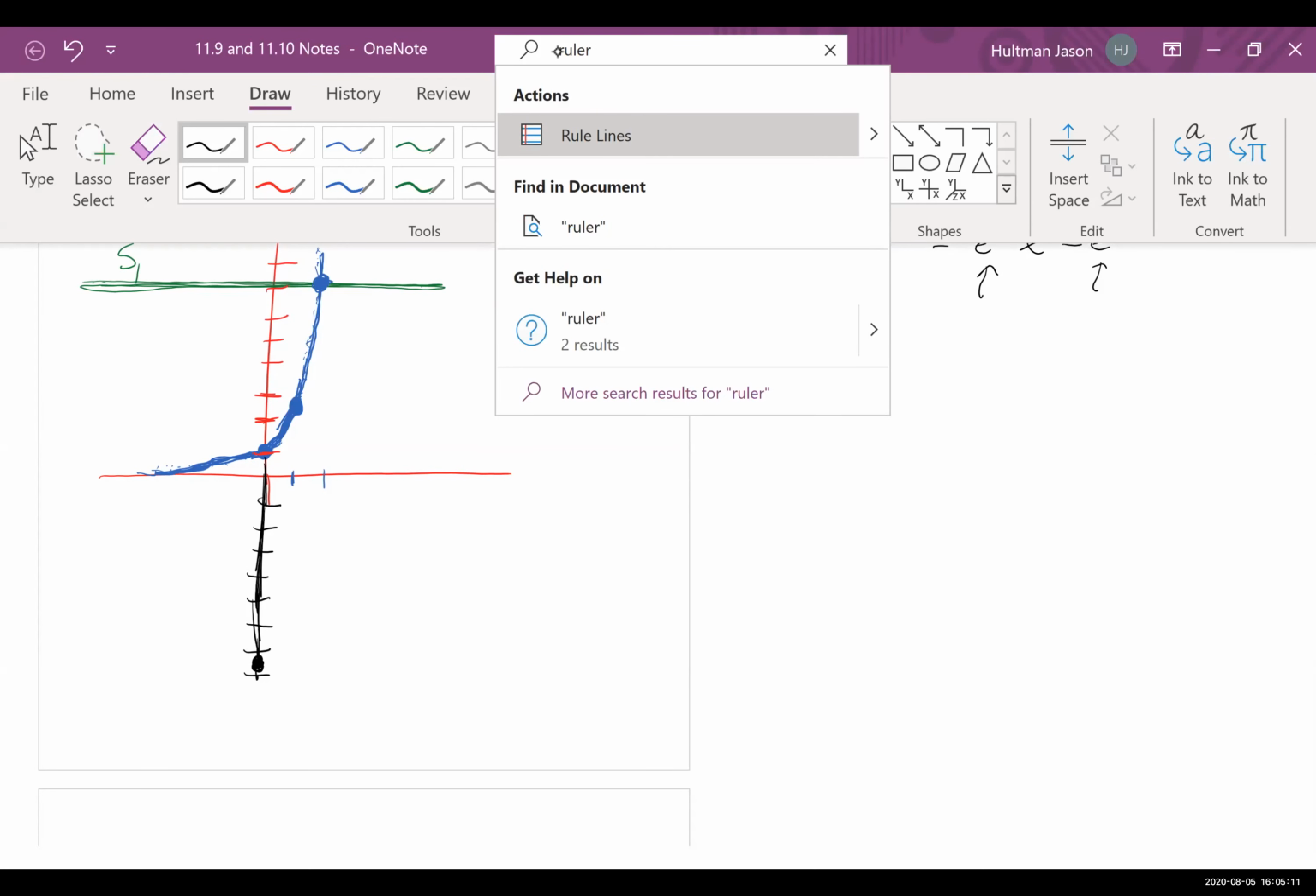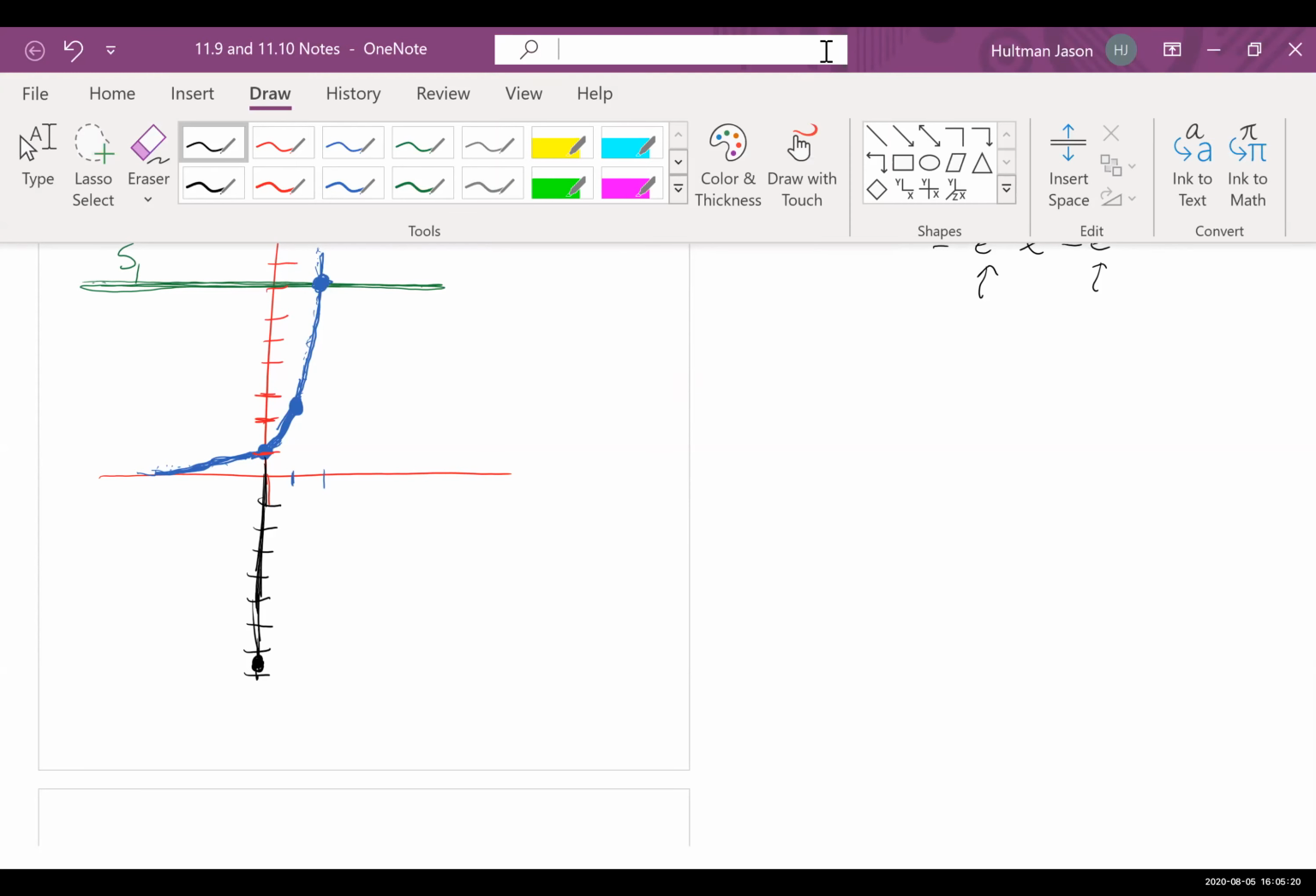I don't want rule lines, I just want a ruler. Maybe this one doesn't have a ruler. Maybe I can find it as an add-on.